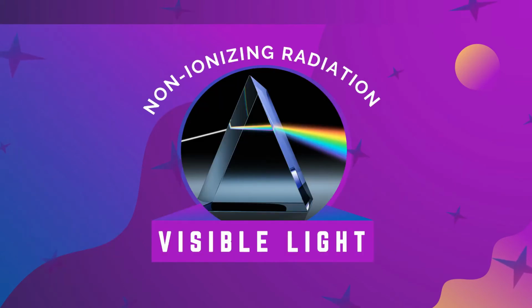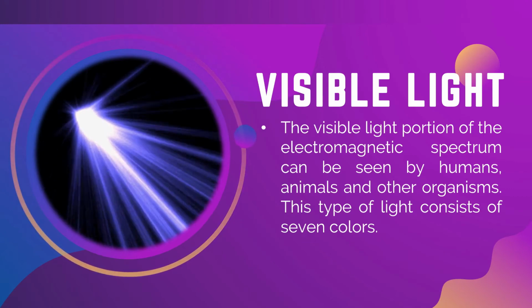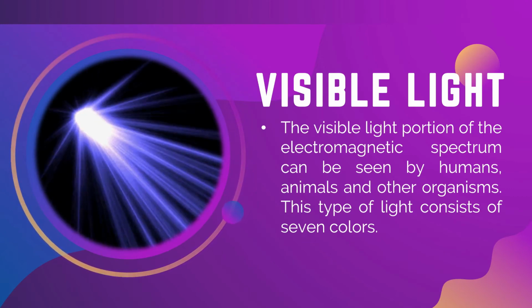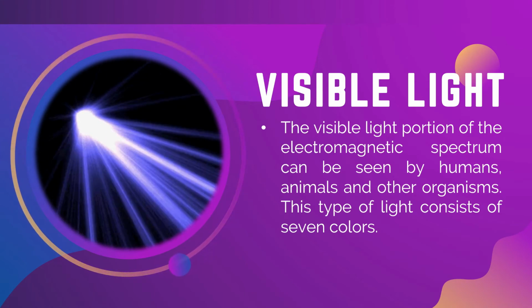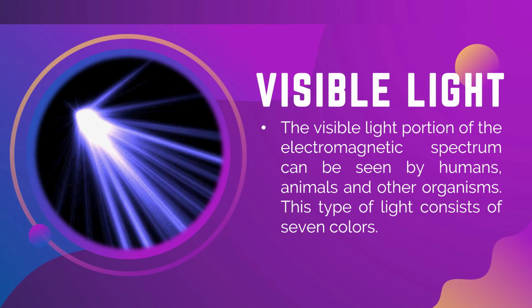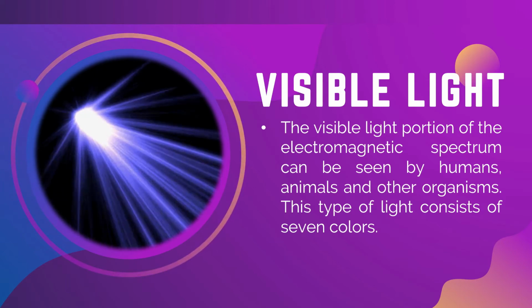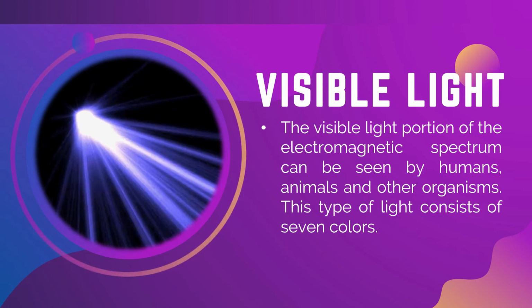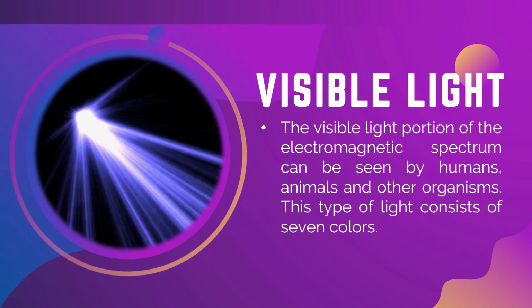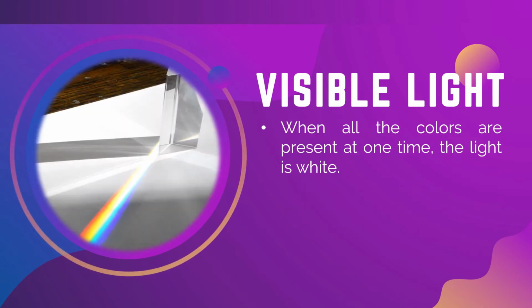Next one is visible light. We all know that the visible light portion of the electromagnetic spectrum can be seen by humans. In other terms, only visible light is the electromagnetic wave that can be seen by a person. Now, this type of light consists of the 7 colors, which are the colors that you can find on the rainbow, the Roy G. Biv. When all colors are present at one time, the light becomes white.